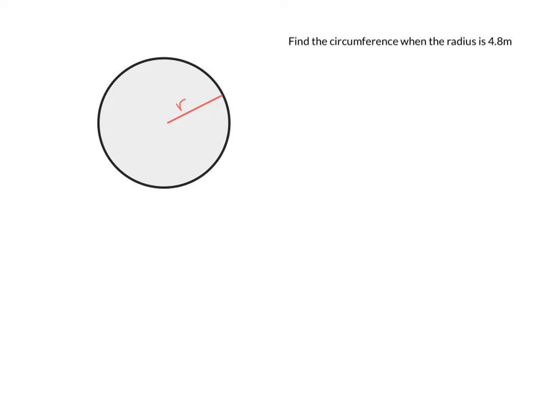Let's have a try of another example. Now this time we need to find the circumference when the radius is 4.8 meters. So let's use the same formula. Circumference equals 2 pi r, and let's substitute those values in. So circumference equals 2 times pi times 4.8.